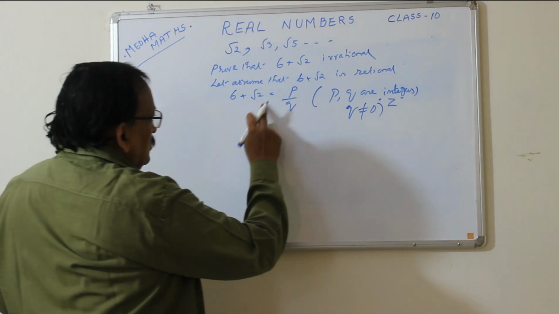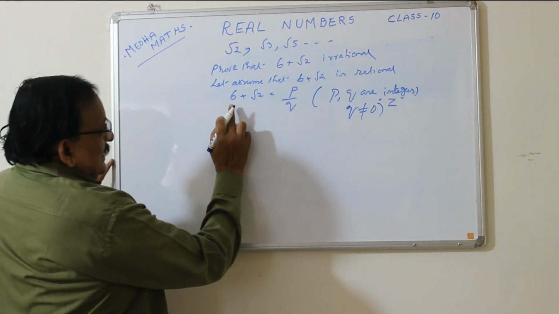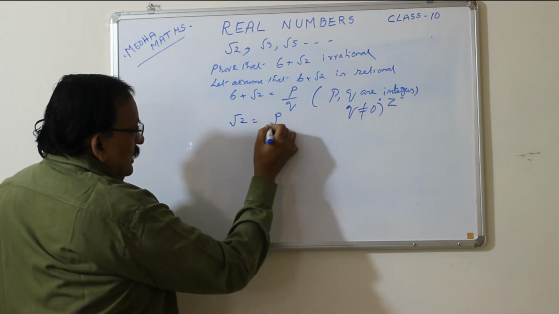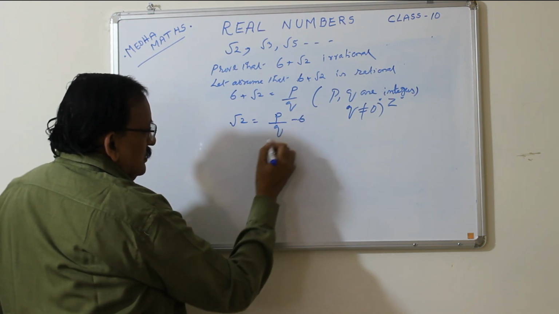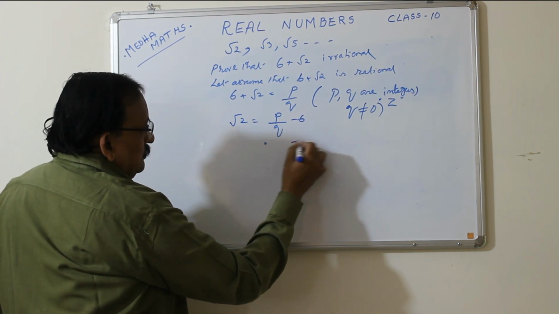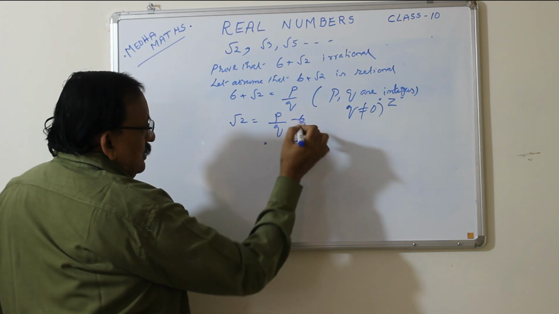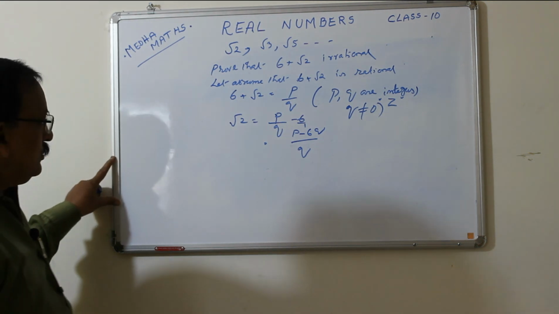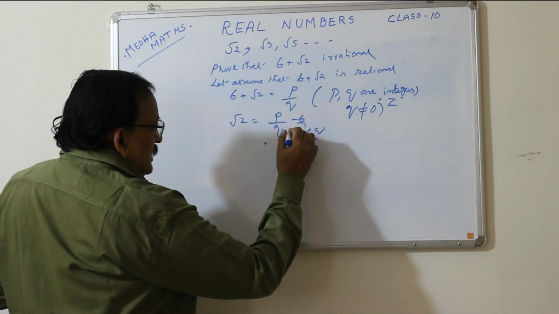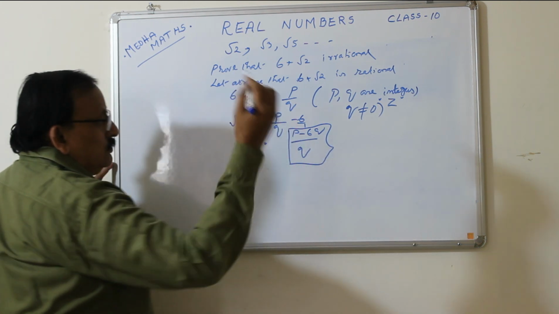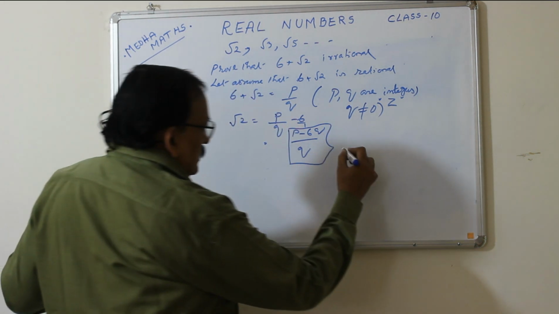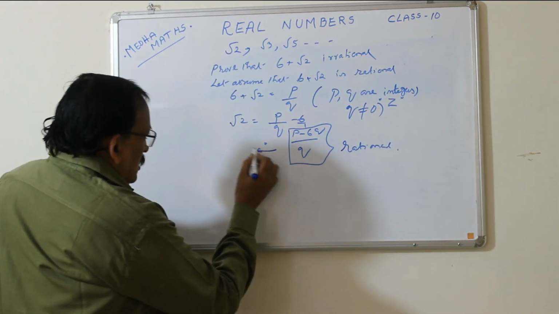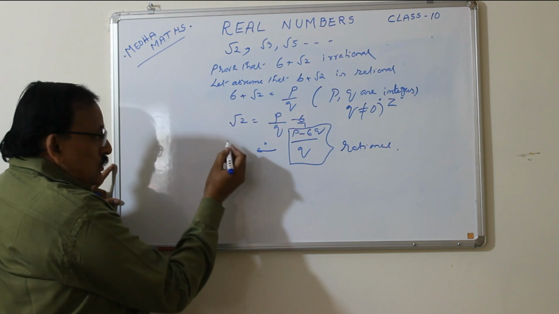So now 6 plus root 2 is equal to P by Q. Now transpose 6 over here. Root 2 is equal to P by Q minus 6. Take LCM. Q is the LCM. P over 1 minus 6Q, so P minus 6Q by Q. So this is a fraction in terms of P and Q, so it is a rational. So we have equated this whole thing to root 2.